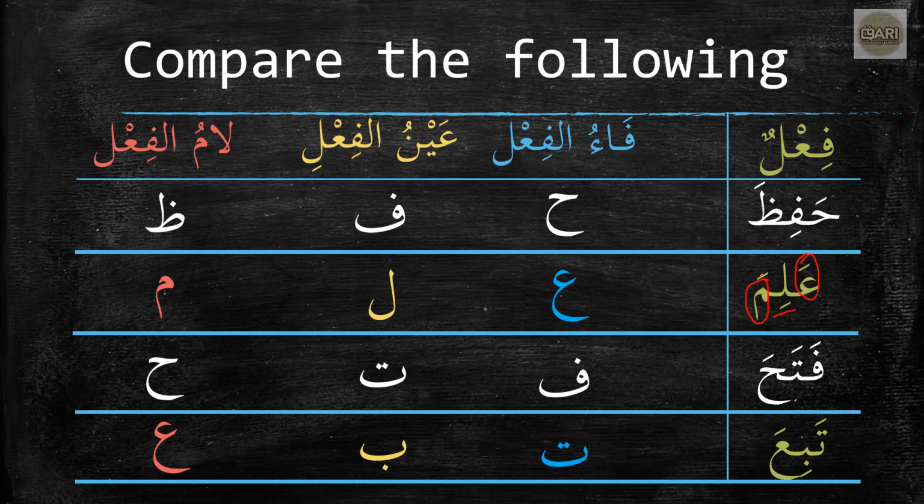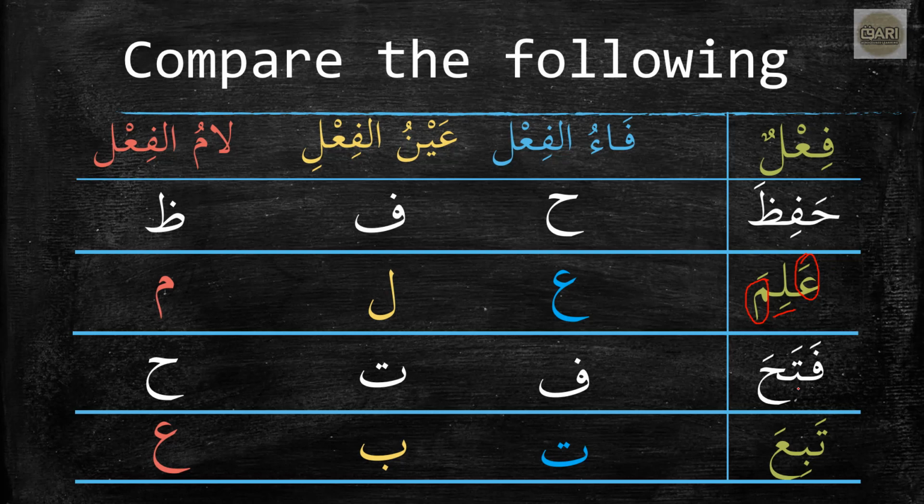What about fataha? What's the fa'ul fi'l in fataha? Fa. Fa is the fa'ul fi'l. That one's easy. Yeah. Because fa is the first letter in fataha. First letter, first fa. What is the aynul fi'l in fataha? Ayn, look for that second letter. It's ta. Ta is the aynul fi'l. In alima? No. In fataha.